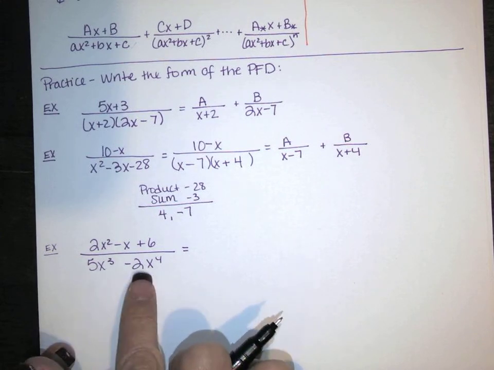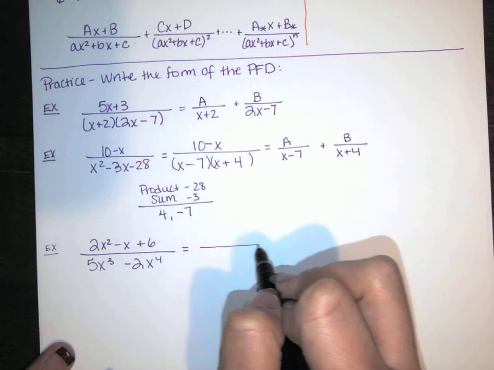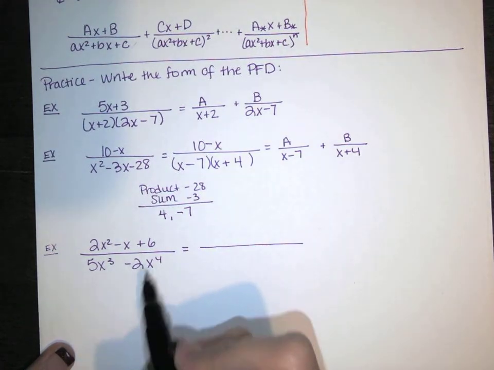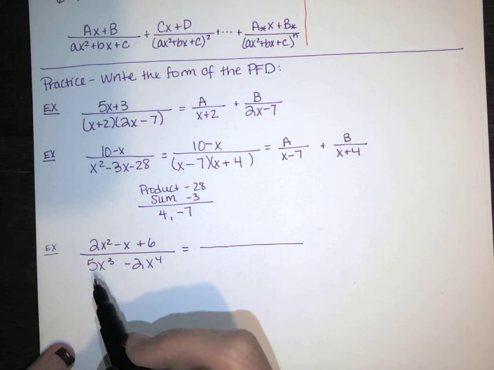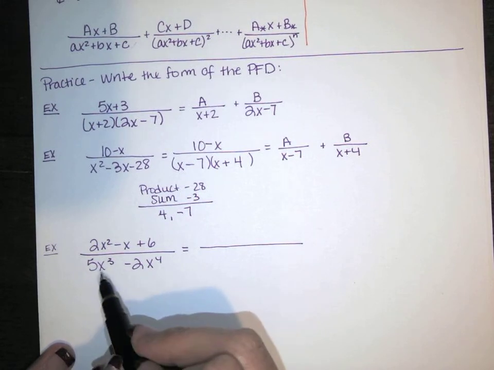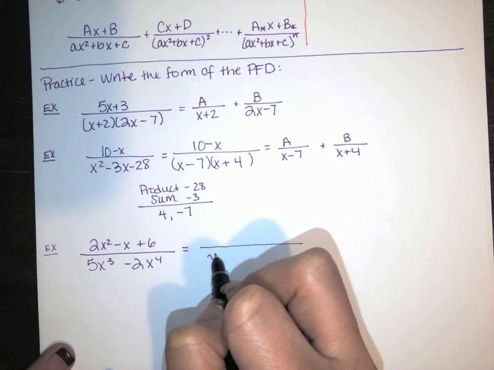So I look at the 5 and the 2. They don't have anything in common, so I'm not factoring out a constant. But then I look at the x cubed and the x to the 4th. Well, that's x times x times x, and that's x times x times x times x. They both have 3 x's in them, so I can factor that out.